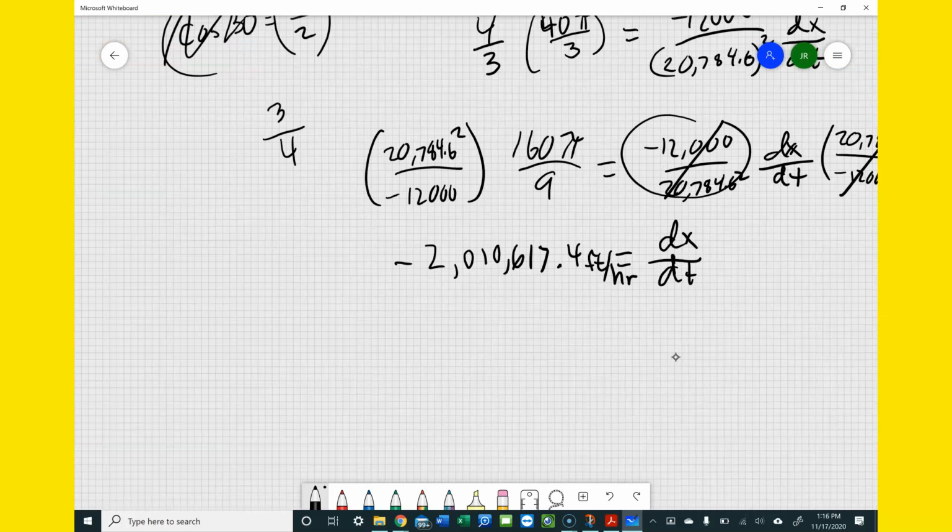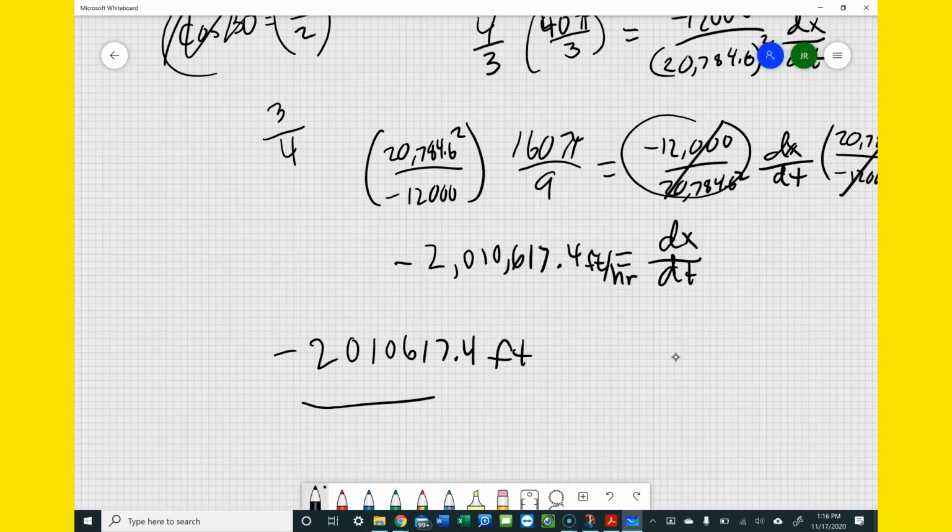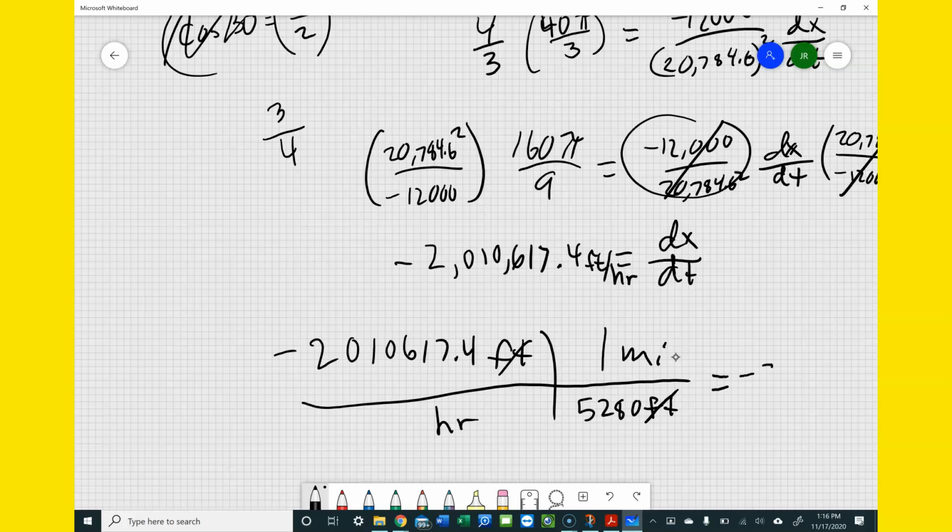So now I need to change that to miles per hour. There's 5,280 feet in 1 mile, so just divide by 5,280. And I get negative 380.8 miles per hour.